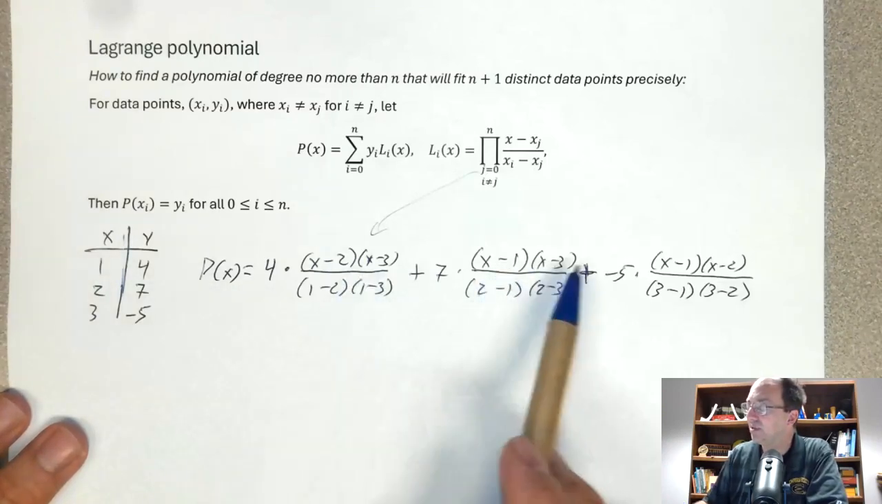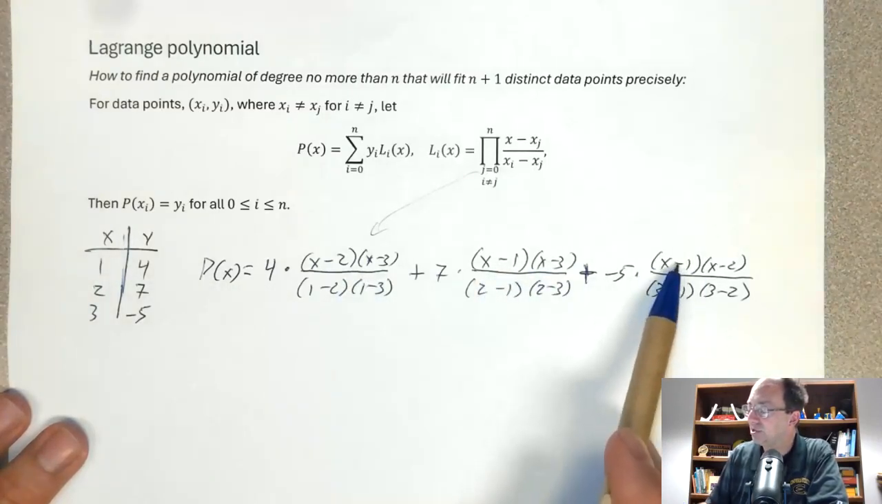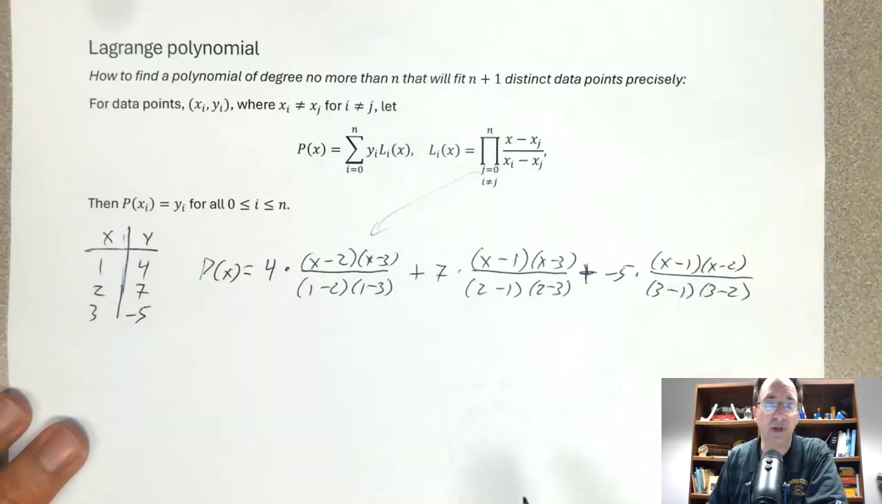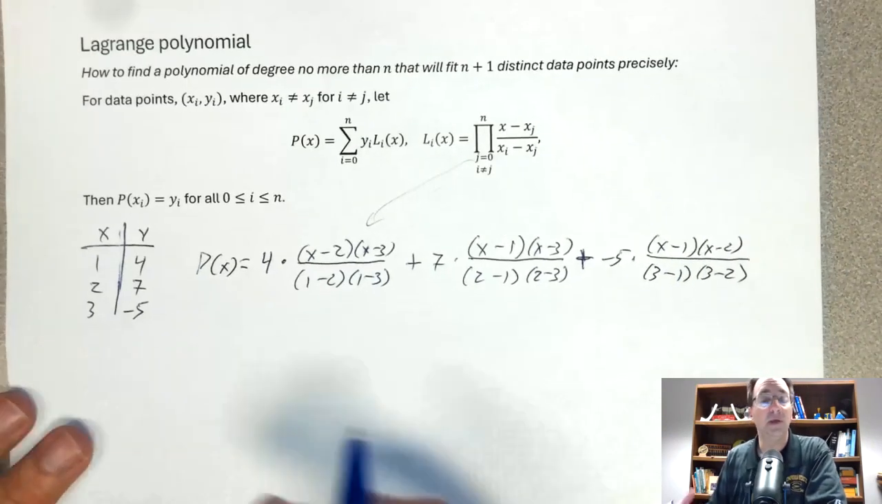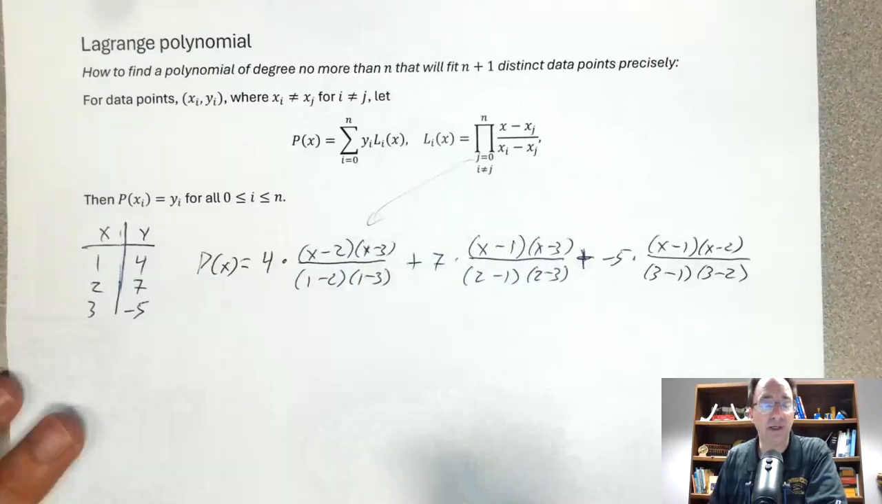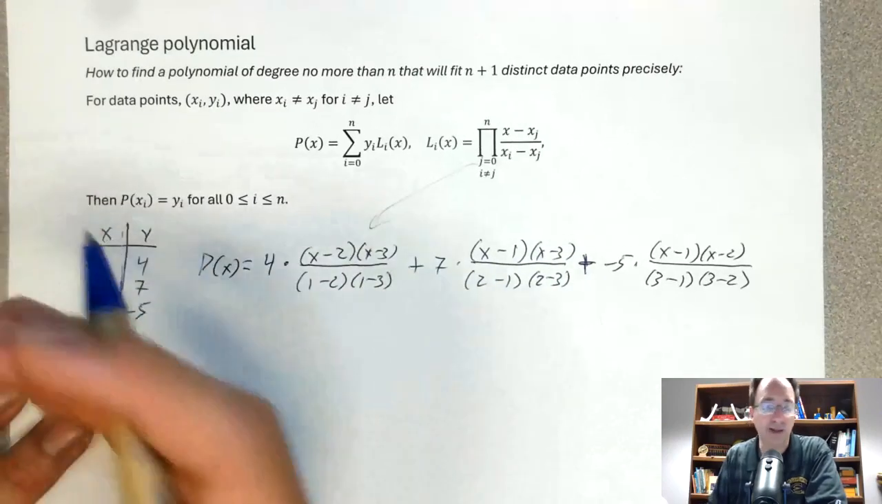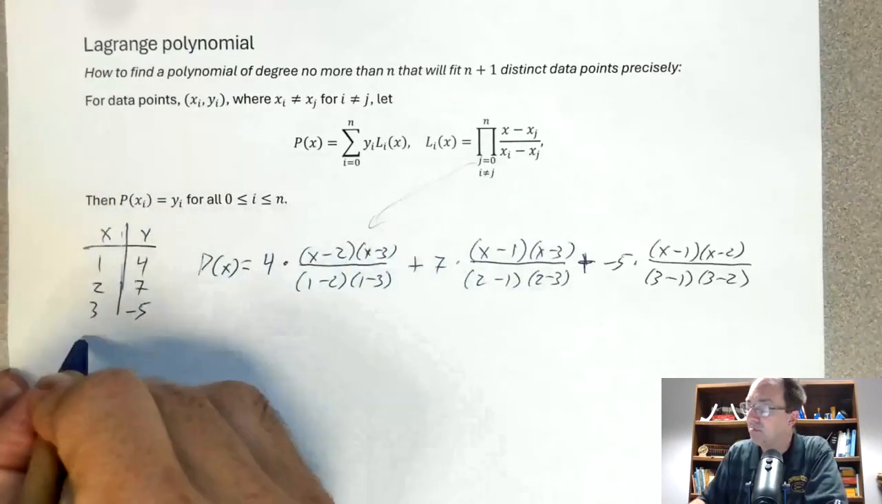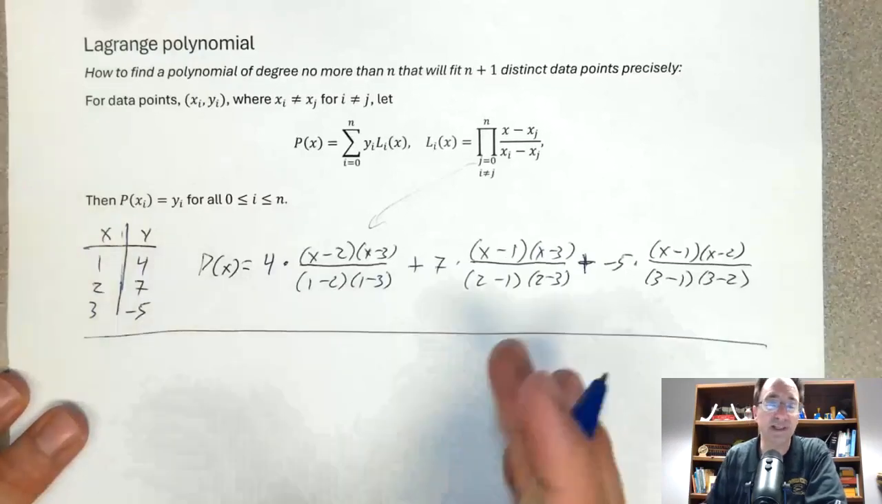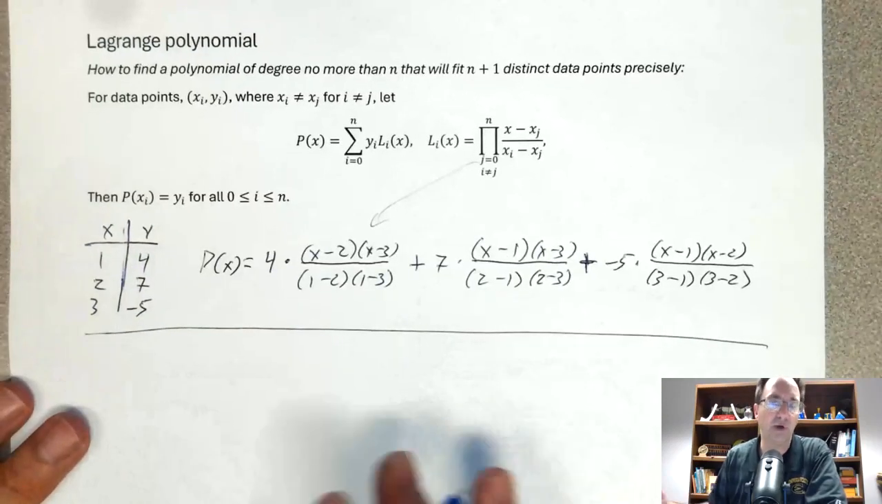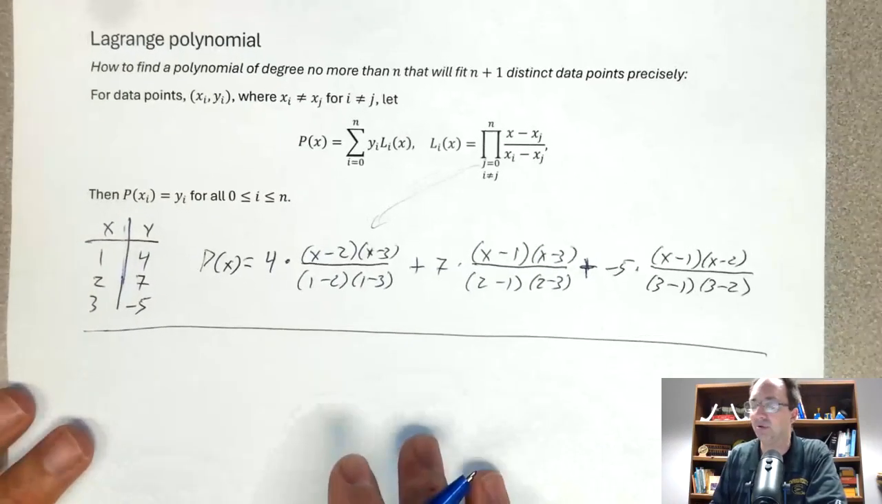And notice each one of these is a product of two terms with a single x, so it's definitely degree 2. So this proves that it's possible to find such high order polynomials, again, even if I had a lot of data points. But from a practical point of view, this isn't very useful if one wanted to actually create such a polynomial.